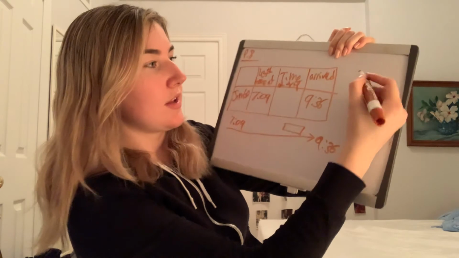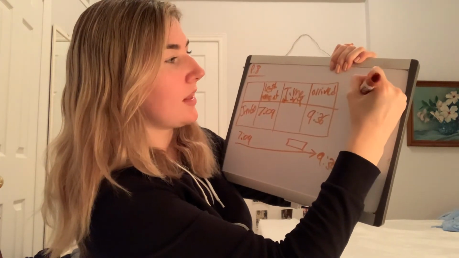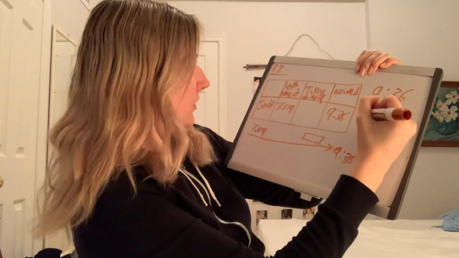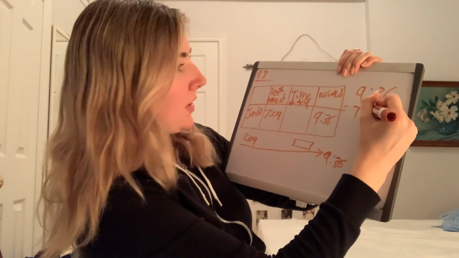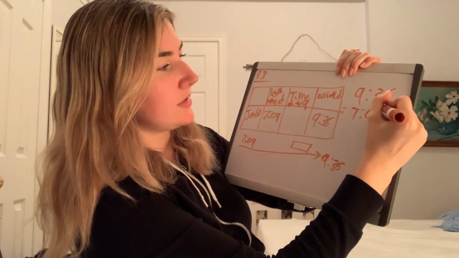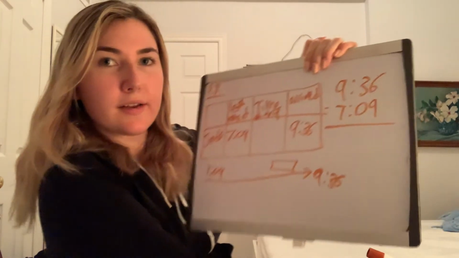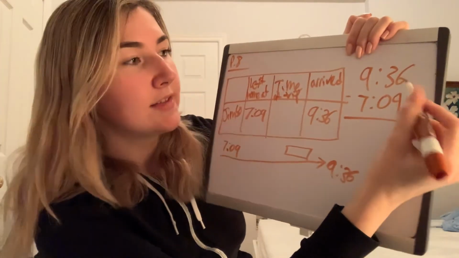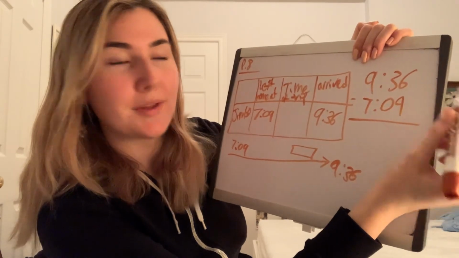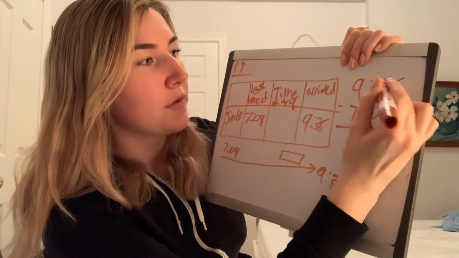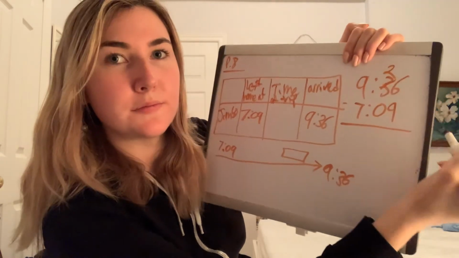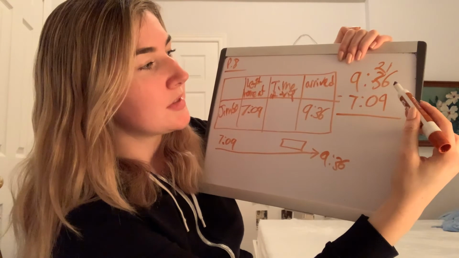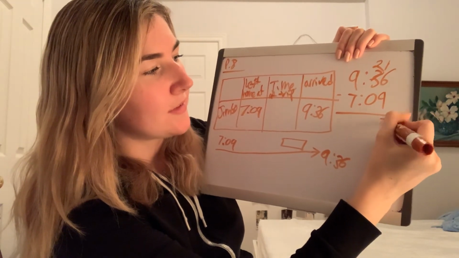So I'll do it over here. Just make sure we're lining up our numbers in the correct place values and lining up your colon as well. So we have 936 minus 709. So let's first do 6 minus 9. Now we know we can't do that. So let's borrow from our 3. This will become a 2. And then we have 16 minus 9. So 16 minus 9 equals 7.